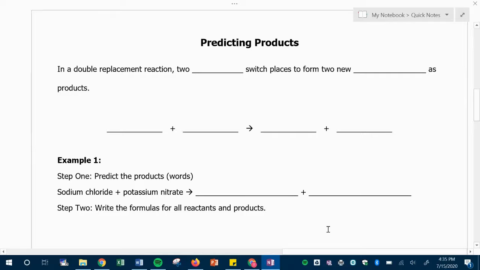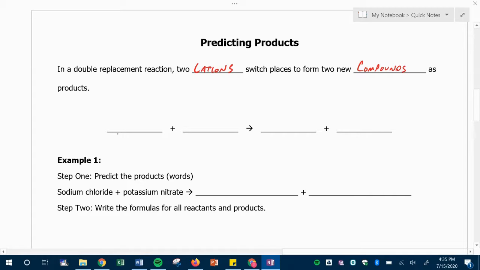All right, so our next little topic is all about predicting products. With predicting products, this focuses on just one type of reaction called a double replacement reaction. In these double replacement reactions, two cations switch places to form new compounds as products. So now let's look at how that works in terms of a generic ABCD equation.